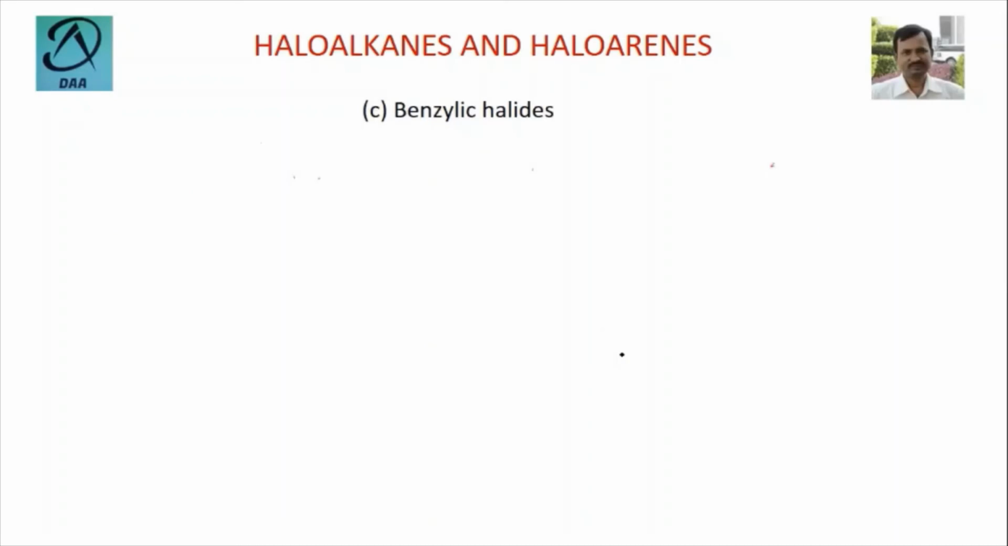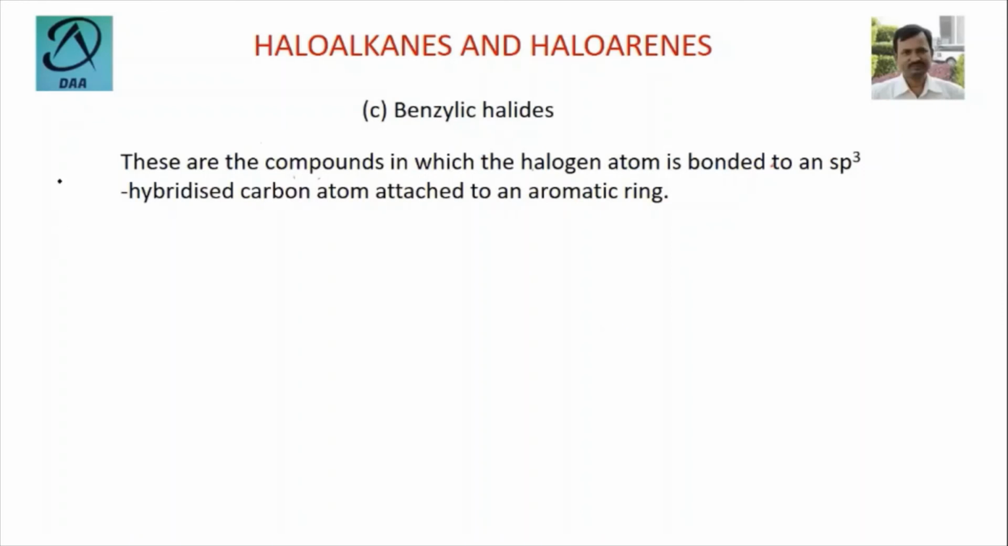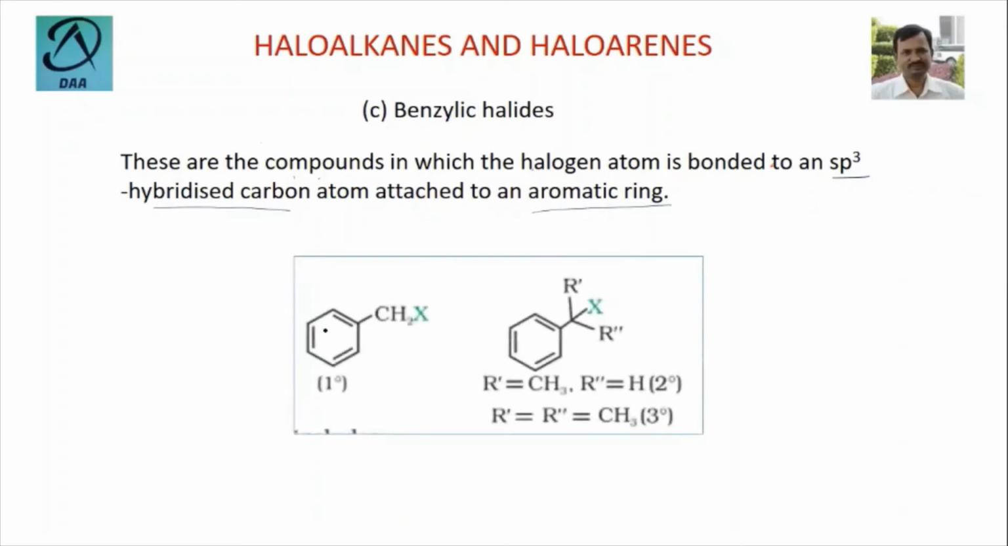Now benzylic halides. These are the compounds in which the halogen atom is bonded to an sp3 hybridized carbon which is again attached to an aromatic ring. Example, you see this halogen atom attached with this carbon and this carbon atom is again attached with a benzene ring or aromatic ring. In the same way, you can see that this carbon is attached with the halogen atom and this carbon is again attached with a benzene ring or aromatic ring.